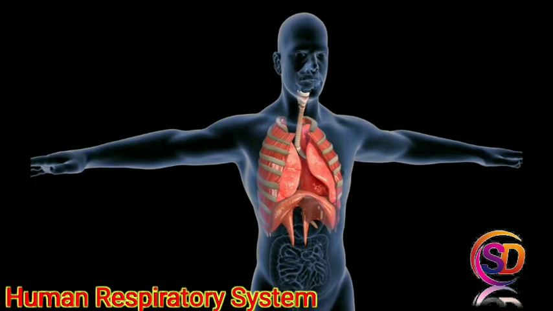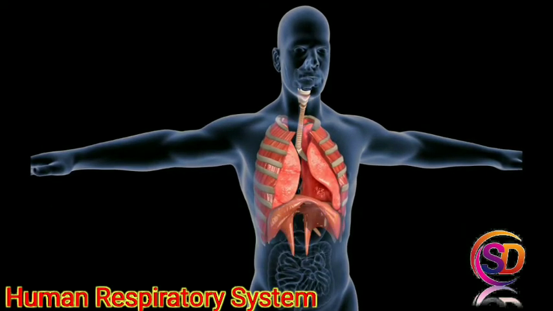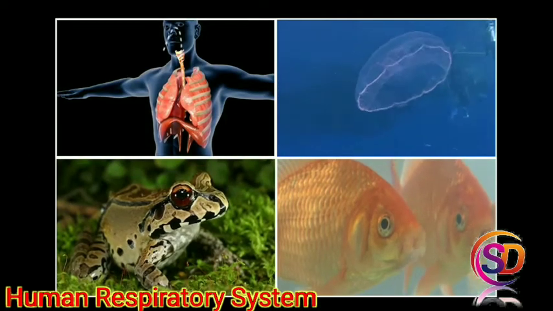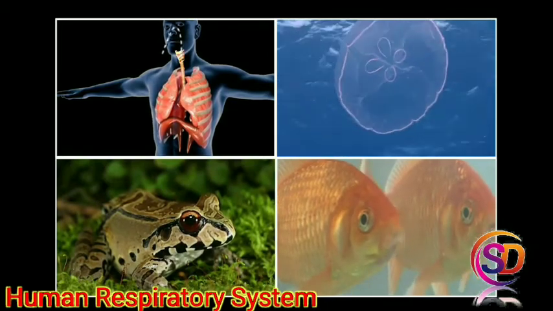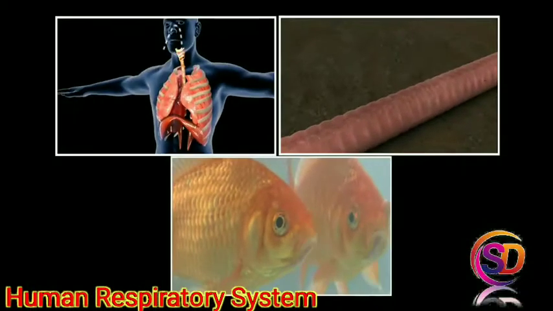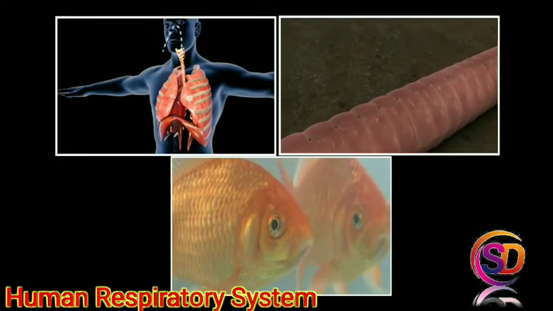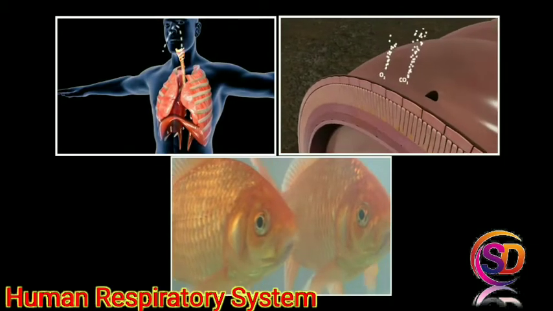To study about respiration up to human respiratory system. Mechanisms of respiration vary in different groups of animals depending mainly on their habitats and levels of organization. Animals have evolved different organs for the uptake of oxygen from the surrounding medium and elimination of the carbon dioxide produced.